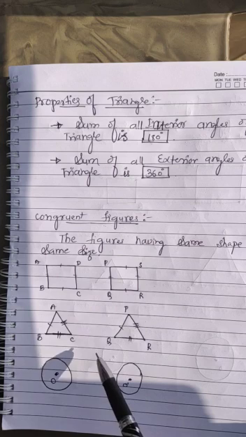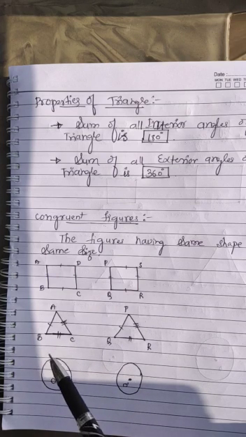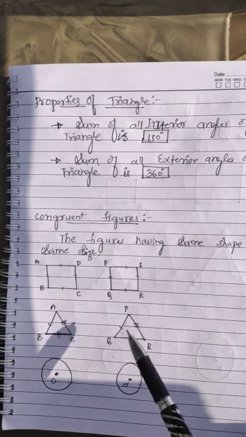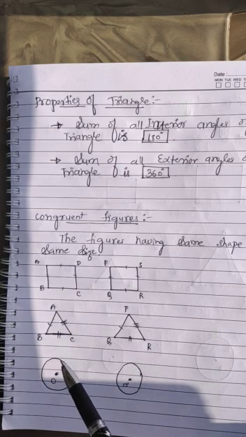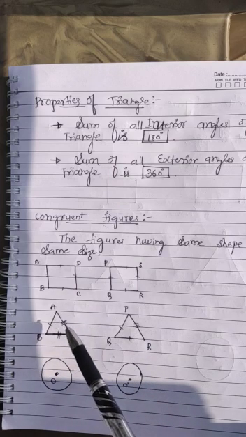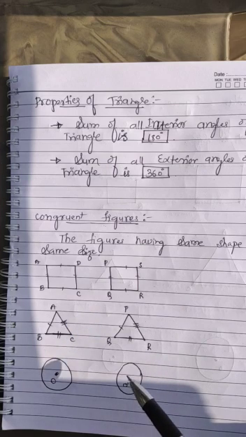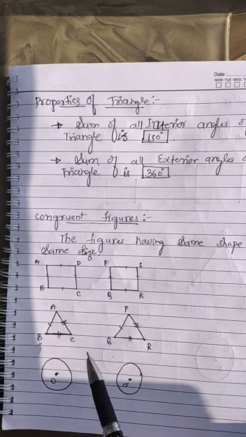In these two triangles, all the corresponding sides are equal, right? The corresponding side of AB is PQ, the corresponding side of BC is QR, and the corresponding side of AC is PR. So in these two triangles, the corresponding sides are equal. Then we have another example, that is circle.